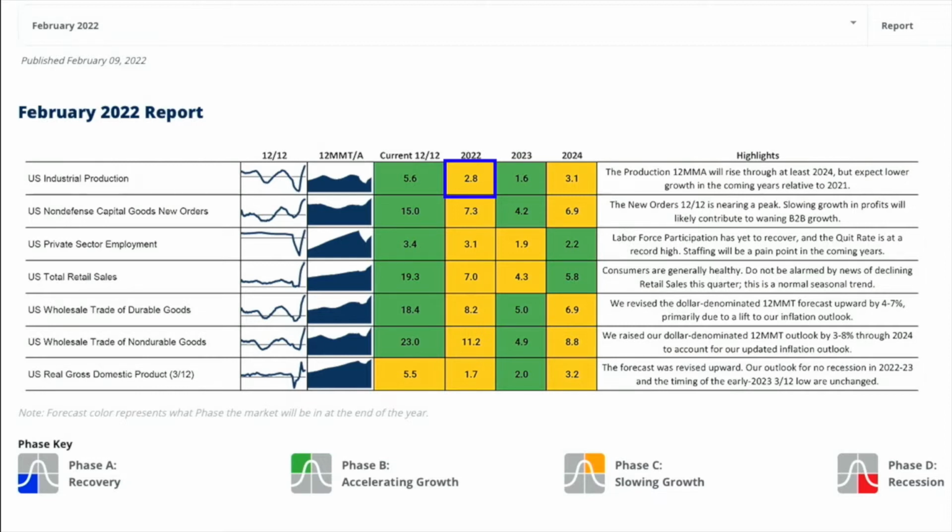At that year-end 2022, though, we are projecting that we'll be in phase C, slowing growth. So that tells you that sometime between now and the end of 2022, we're going to be transitioning from accelerating growth into slowing growth. Look at the 1.6% there for 2023. A lot of people have a question of, well, why is this green? Usually you think of green as accelerating growth, that's a good thing. Why is that number lower than the 2.8%, which is that yellowy orange for phase C, slowing growth?